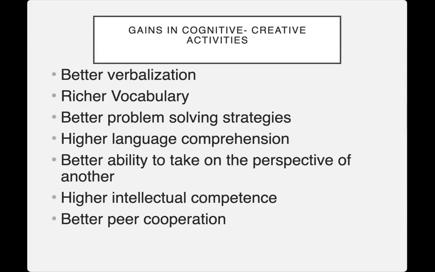Better verbalization. I'll give you an example. If you have a child who has very low vocabulary, he has a problem at school, he comes home every day, he cannot explain to you what that problem is because he doesn't know the words to explain that problem. All right. So if we engage him in cognitive play and we ask him questions and he asks us questions, he learns new words, and in doing so, he is able to express himself better. All right. And that's where we say by the fourth point, he has higher language comprehension.